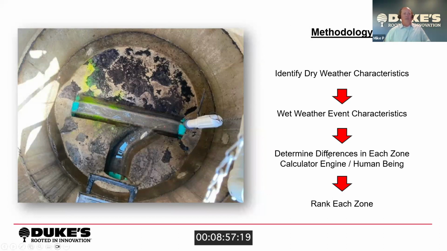We determine the differences in each zone. And when I say zone, I mean at the 1,200-foot zone, right? We take all of that data, we dump it into a big calculator. We feel strongly that a set of eyes still has to look at it. At the end, we rank each zone.